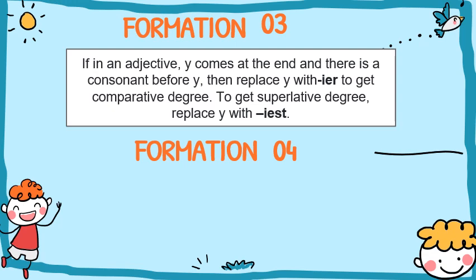If in an adjective Y comes at the end and there is a consonant before Y, then replace Y with IER to get comparative degree, and to get superlative degree replace Y with IEST.